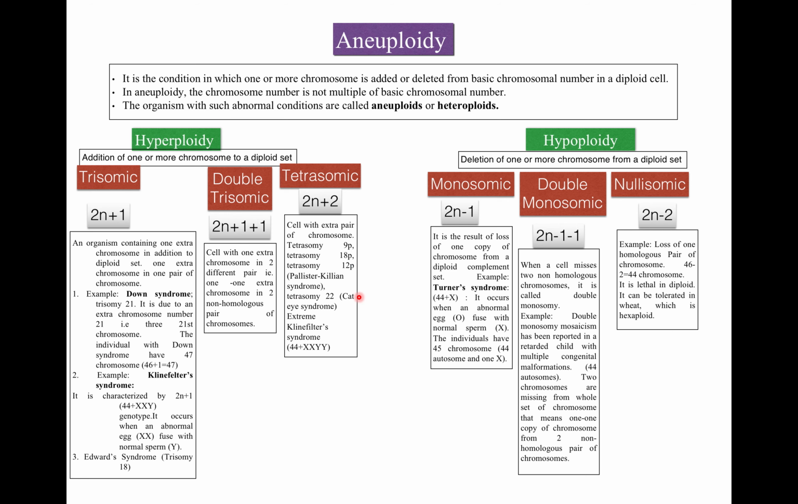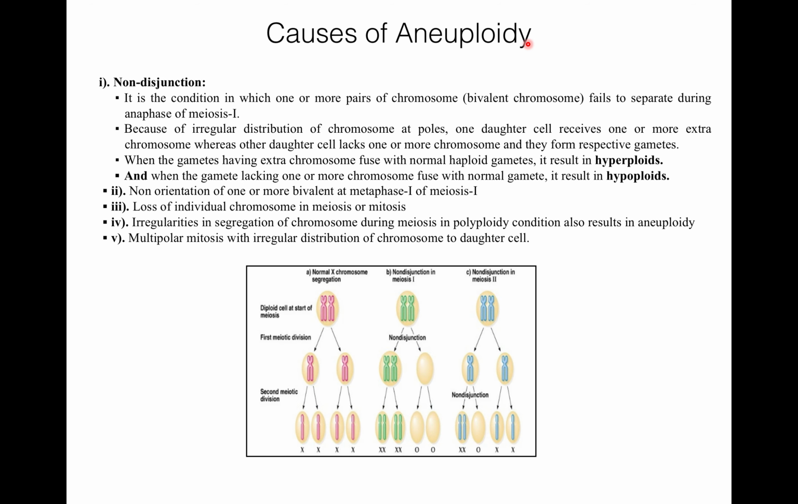Then this is a chart showing hyperploidy and hypoploidy. Then what are the causes of aneuploidy? The main cause of aneuploidy is non-disjunction. Actually, it is the condition in which one or more pairs of chromosomes, that is bivalent chromosomes, fail to separate during anaphase of meiosis first.